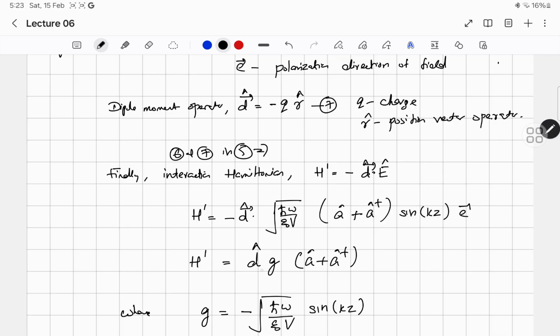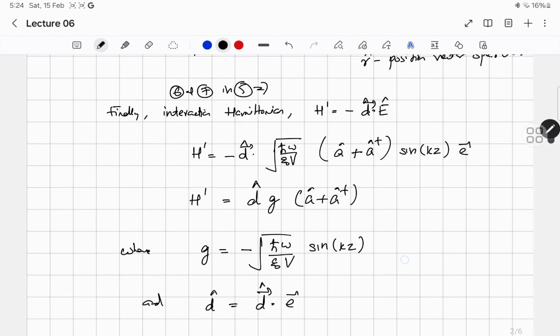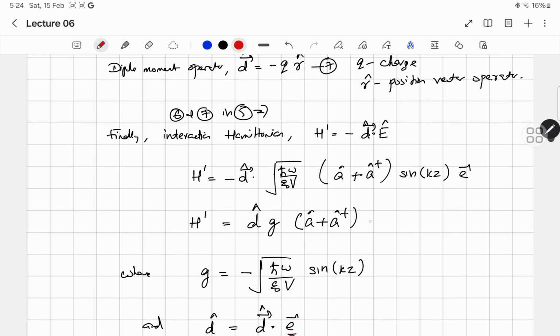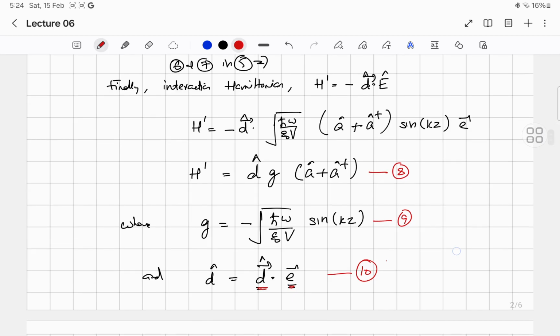H prime I can write as d into g into a plus a dagger. So g is minus square root of h cross omega by epsilon 0 V sine of kz, and this operator d is the dipole moment operator dotted with the polarization vector. So that is the definition of d. So this can be equation number 8, equation number 9, and equation number 10. So we are more interested in equation number 8, so we will try to change equation number 8 soon.